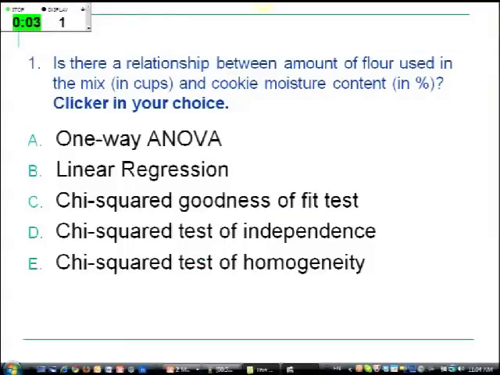So they're making cookies, and they want them to be good cookies. Obviously, the flour that you put in the mix will have something to do, perhaps, with the moisture of the cookie. Is there a relationship between the amount of flour used in the mix and the cookie moisture content measured in percent? How moist is the cookie in a certain percent scale?